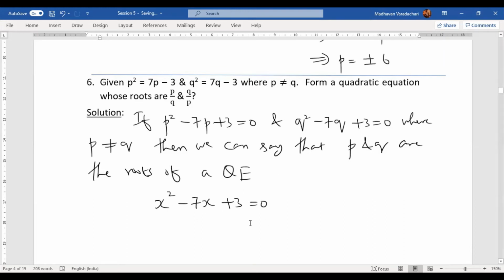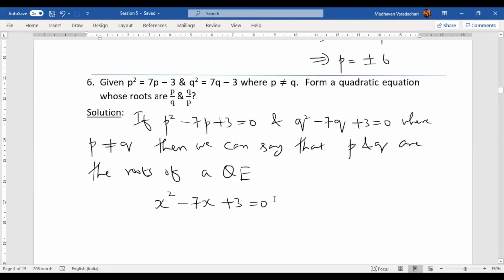Suppose for this quadratic equation, the roots are P and Q. That means both Q and P will satisfy this equation that they had given in the question itself. If I put P instead of X, I should get the result as 0. P square minus 7P plus 3 equal to 0. That is already given in the question. And if I put Q, it will become Q square minus 7Q plus 3 equal to 0. That is also already given in the question.